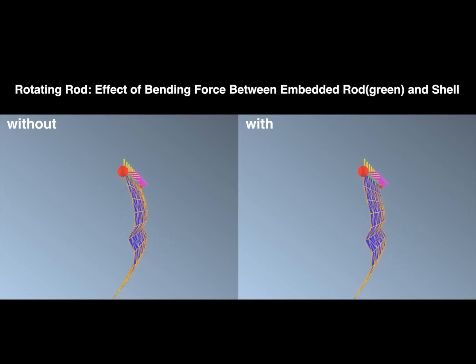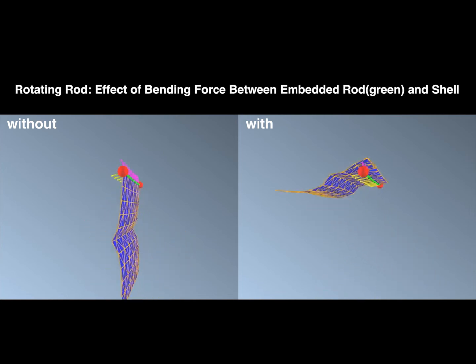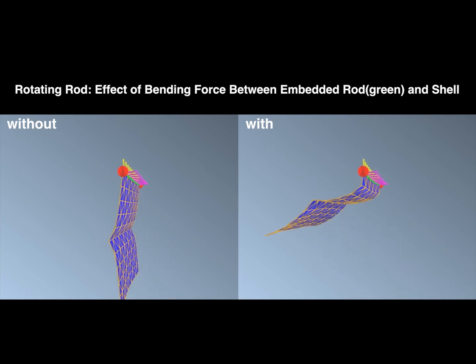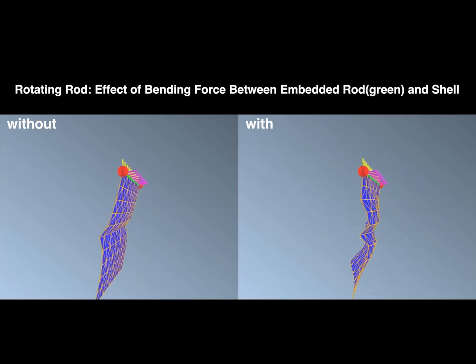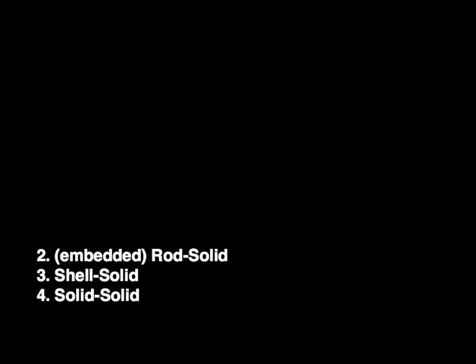In a similar scenario, we illustrate the effect of bending forces between the shell and embedded rod by prescribing the rod to rotate. Next, we illustrate the remaining three curve connection types, which behave in similar ways.